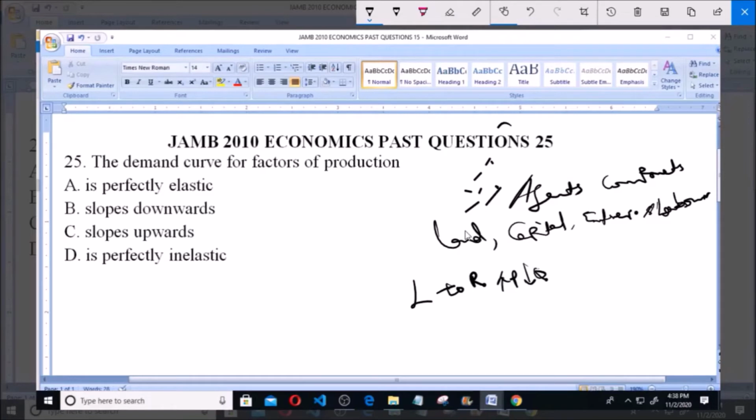Option A says is perfectly elastic. No. Option C says slopes upward. No. Option D says is perfectly inelastic. No. Option B is the correct answer, which says slopes downward.